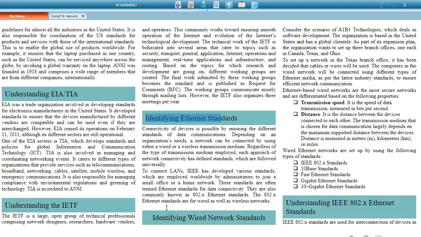The working groups communicate mostly through mailing lists. However, the IETF also organizes 3 meetings per year.